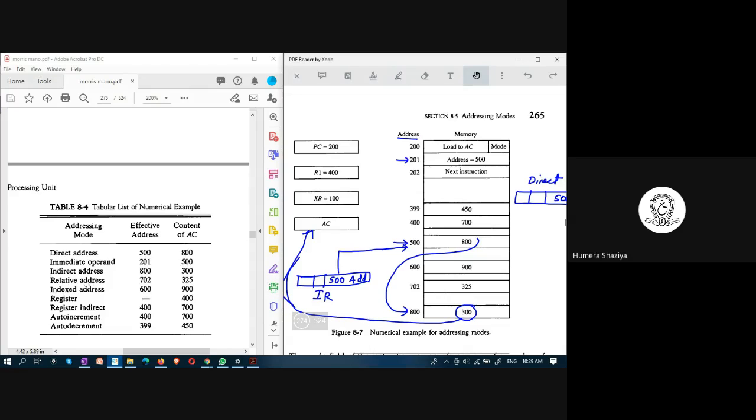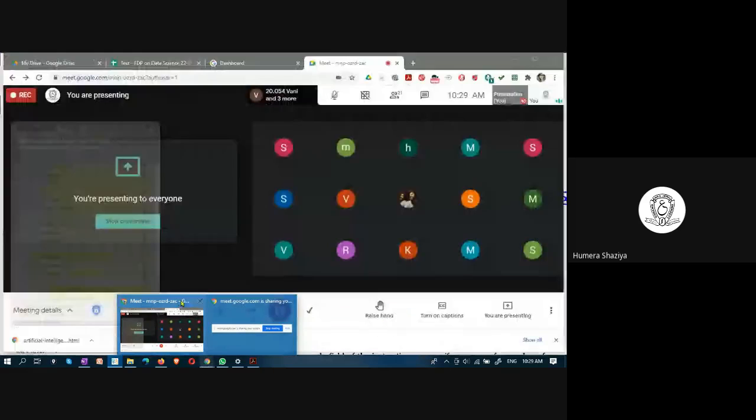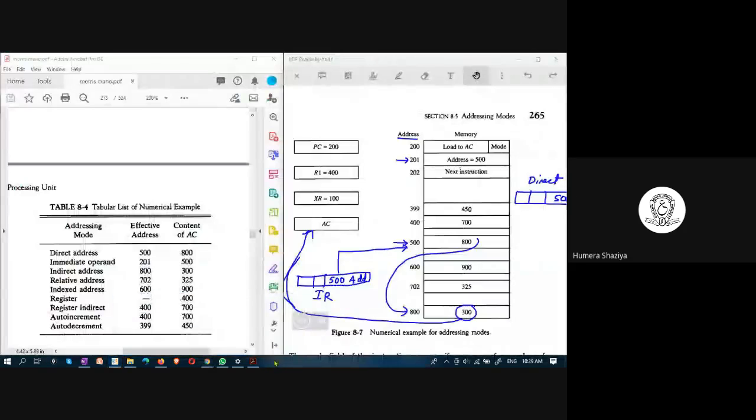What is relative address? In relative address, the address part of the instruction is added to the PC. Students, are you all able to understand? If not, please ask me. I am going to repeat it.